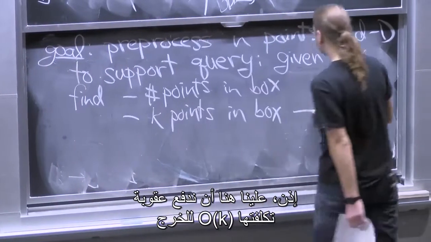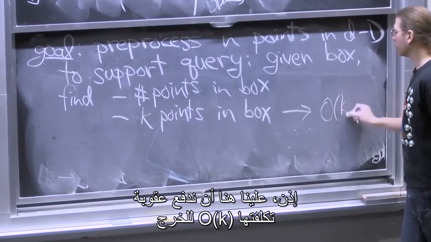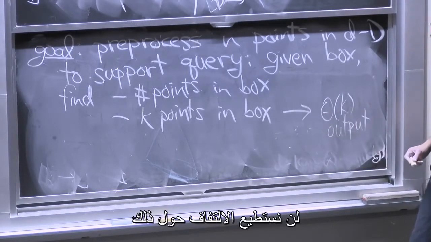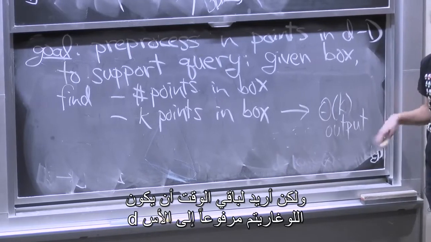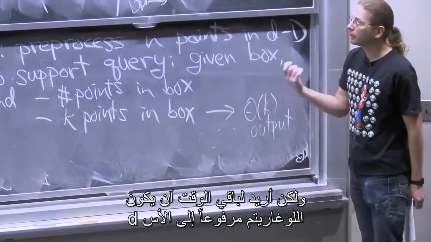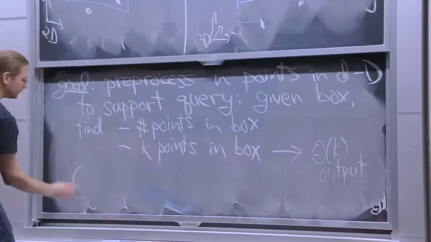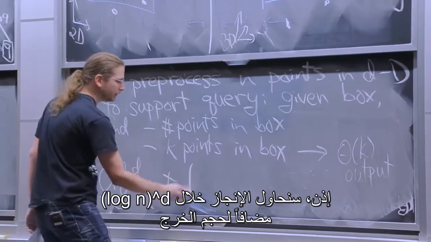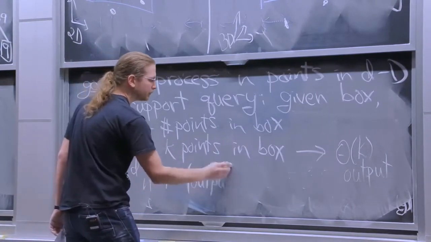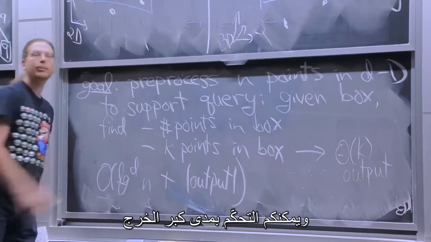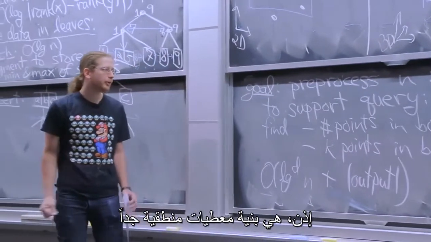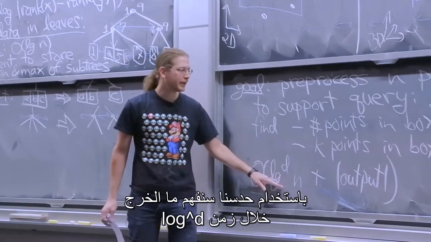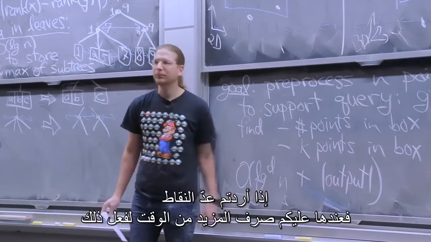So this, of course, we have to pay a penalty of order k for the output. Okay, no getting around that. But I want the rest of the time to be log to the d. So we're going to achieve log to the d n plus size of the output. And you get to control how big you want the output to be. So it's a pretty reasonable data structure. In a certain sense, we will understand what the output is in log to the d time. If you actually want to list points, well, then you have to spend the time to do it.